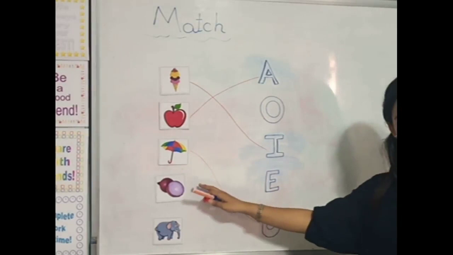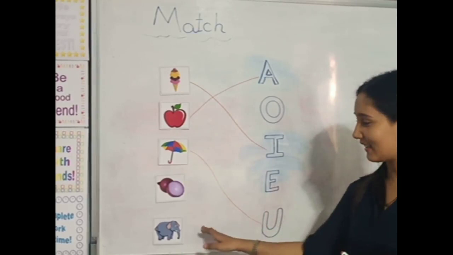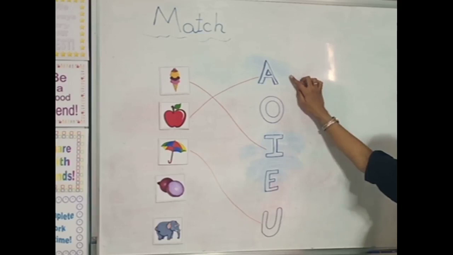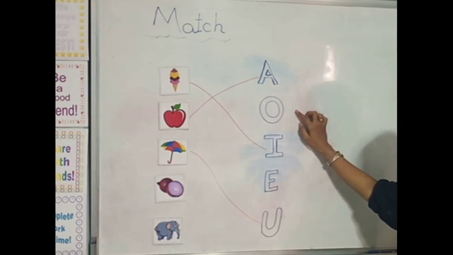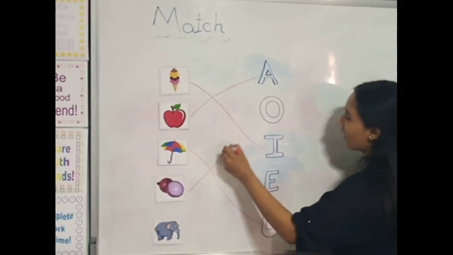Onion. Okay. For onions, are we going to match with letter A? No. How about letter O? Yes, correct. So O for onion.